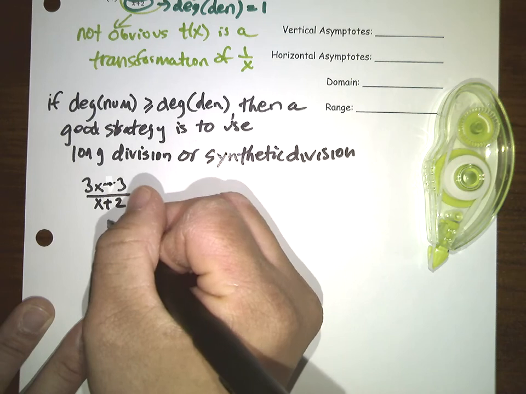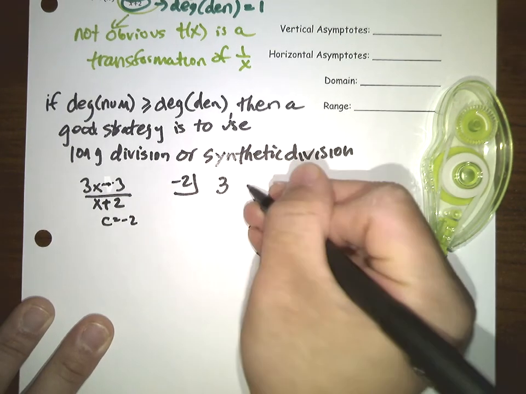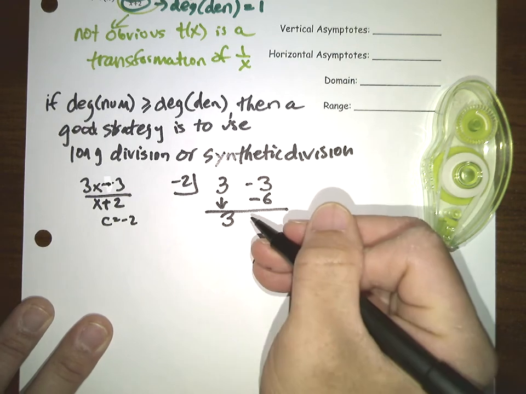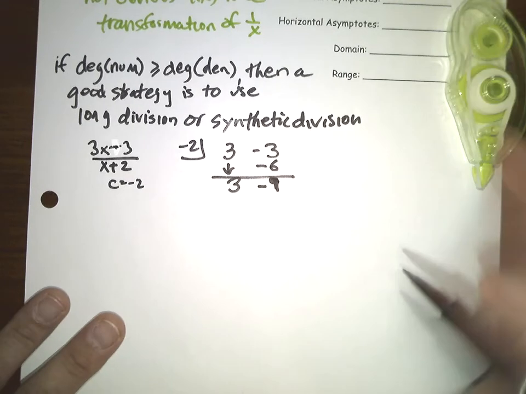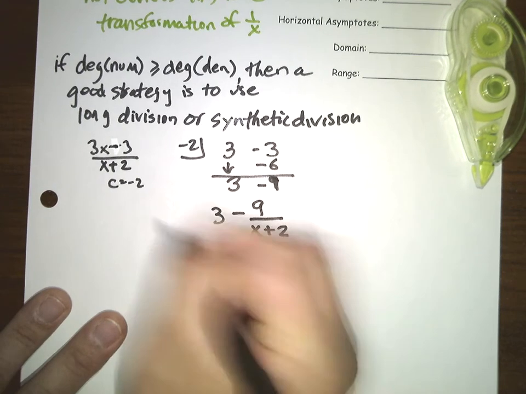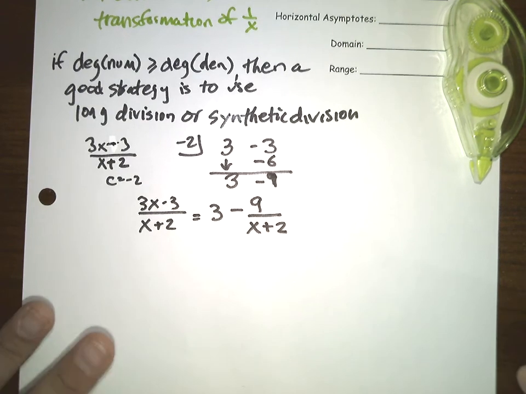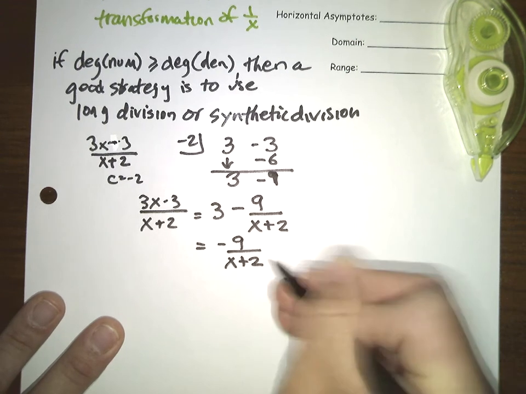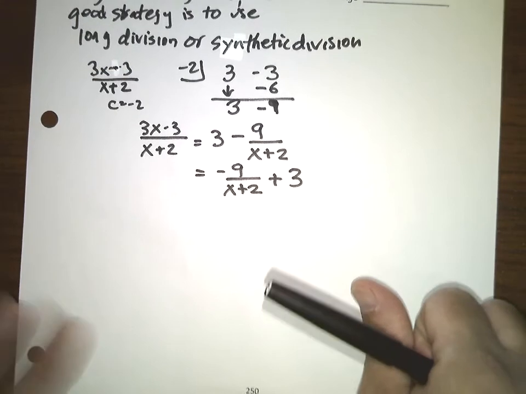So I have the c value, which is negative 2. Then the coefficients, 3, negative 3. I bring down the 3. Negative 2 times 3 is negative 6. Negative 3 plus negative 6 is negative 9. So this can be written as a quotient of 3, then minus 9 over x plus 2. So (3x minus 3) over (x plus 2) is 3 minus 9 over (x plus 2), which is negative 9 over (x plus 2) plus 3. So now I see that it really is a transformation of 1 over x.